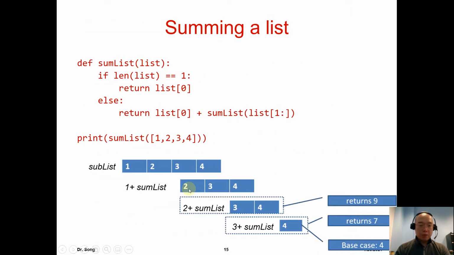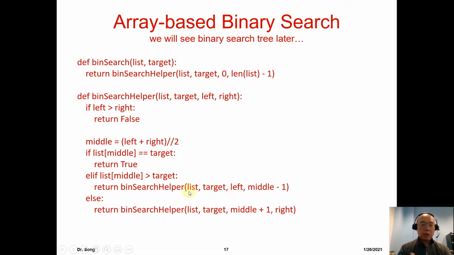And for the code, I have the code for you, and this code is a little bit tricky because even though we are doing a binary search of a list and a target, we do have to define another helper function. So for the helper, we have the list, we have the target value, and then we also specify the search upper bound and the search lower bound.